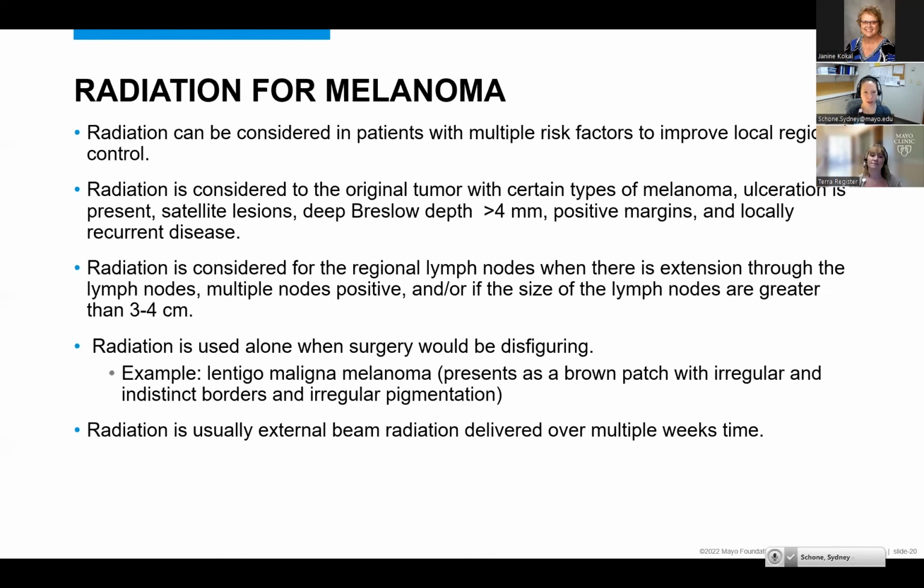Radiation for melanoma is considered in patients with multiple risk factors to improve local regional control. Radiation is considered when the original tumor has ulceration present, satellite lesions, has a high depth, has positive margins, or is also local recurrent disease. Radiation is also considered for regional lymph nodes when there's extension through the lymph nodes, you have multiple lymph nodes positive, or if the size of the lymph nodes is greater than 3 to 4 centimeters.